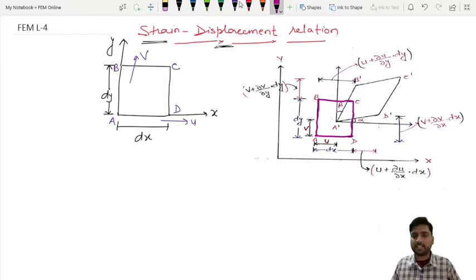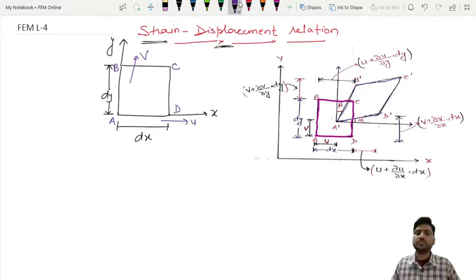Now after applying force, what happened? It has displaced. Elongation is there, right? It has displaced in this fashion. You can see here, this is the displaced shape: A dash, B dash, C dash and D dash.